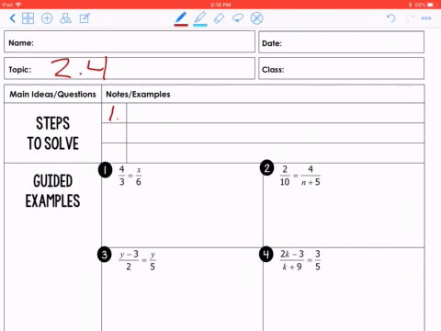Make sure that you are copying this in your notebook as you listen, or that you've printed out this sheet and are copying on that, okay? So step one, we are going to cross multiply. Hopefully all of you remember proportions and how to solve. Shouldn't be too bad. So step one will be to cross multiply. Step two will be to distribute if we need to.